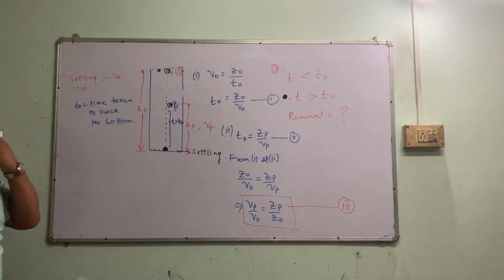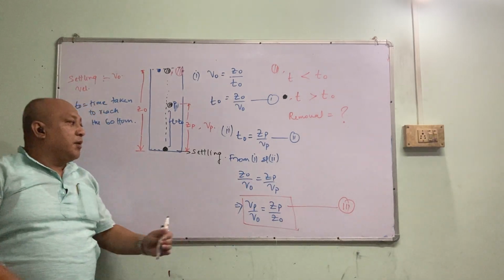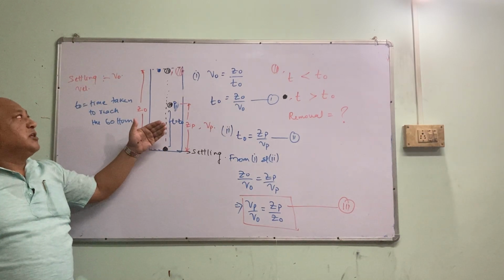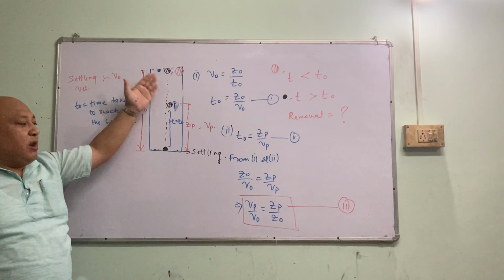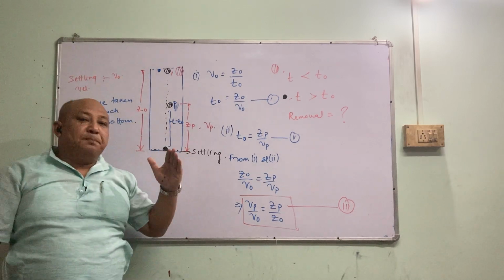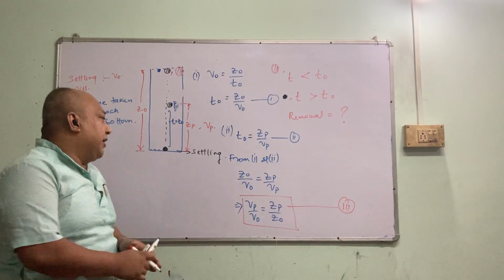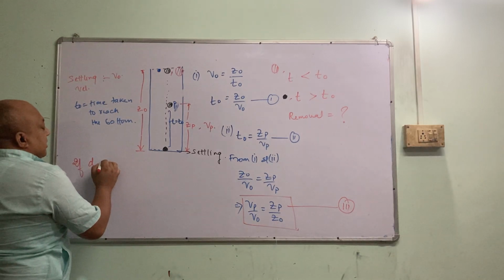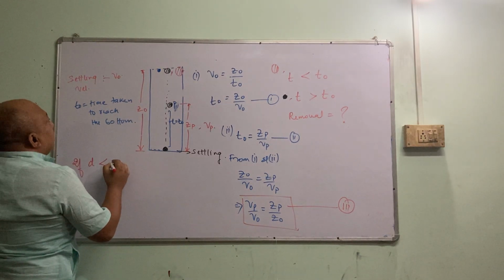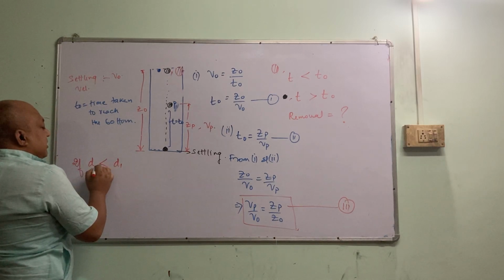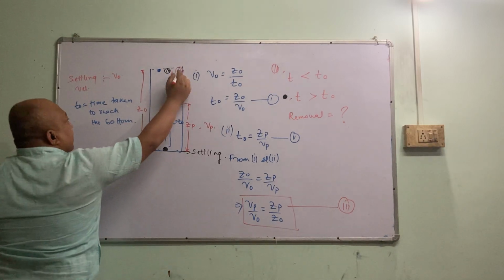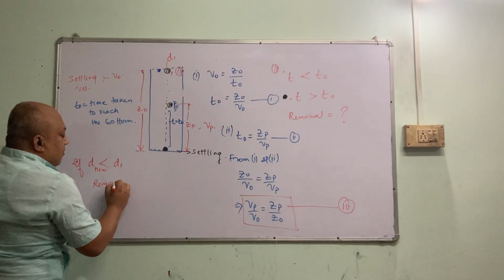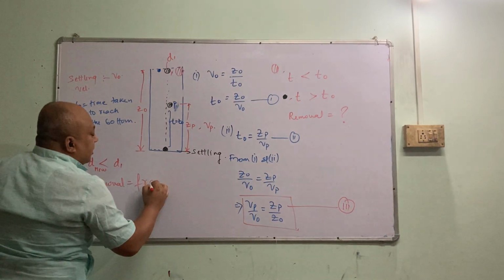Okay. Now, from this observation, what I'm going to conclude is, if there are particles smaller than the diameters, what will happen is, they will be removed not completely, but in fraction. If the particle diameter is less than this first one, D1, then removal will be in fraction, not completely.